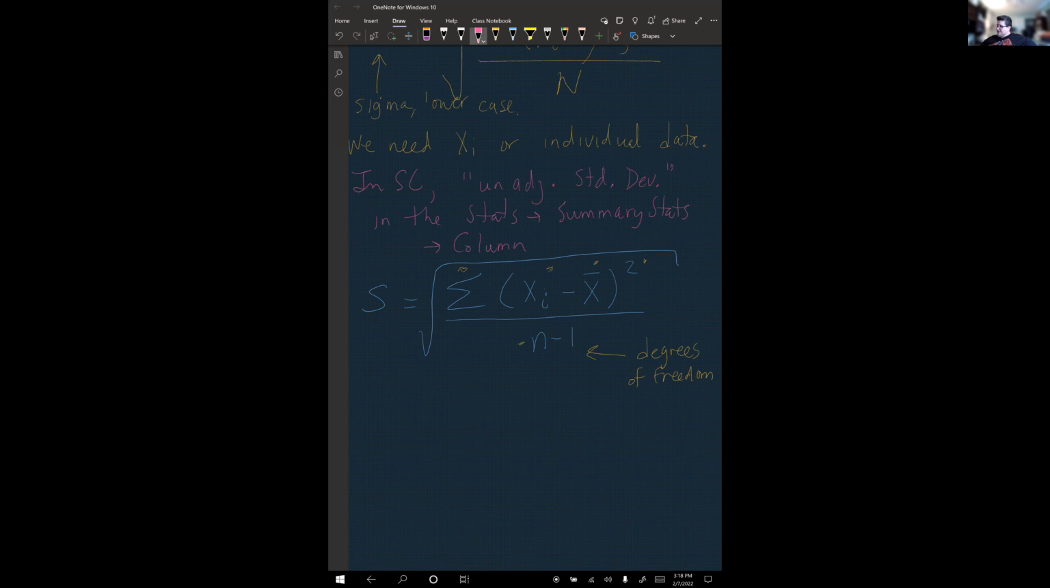And in StatCrunch, this is just your regular one. It just says standard deviation, STD DEV. That is the one most commonly used, and so that's why it gets that. And the unadjusted one is for the population because there's no adjustments made. The subtraction of 1 is an adjustment.